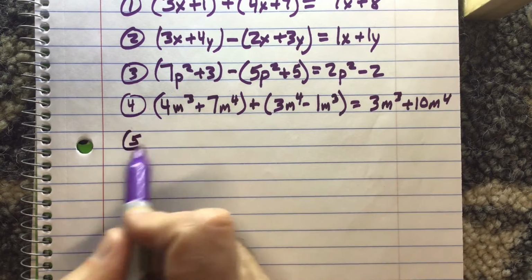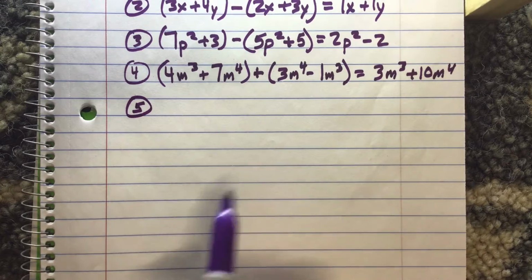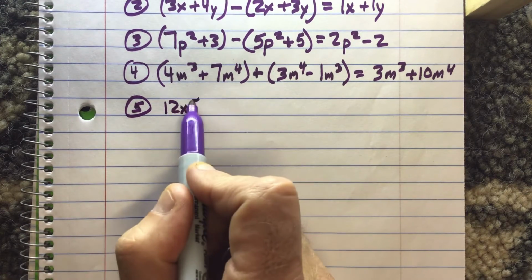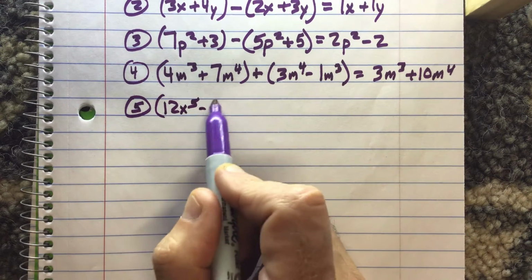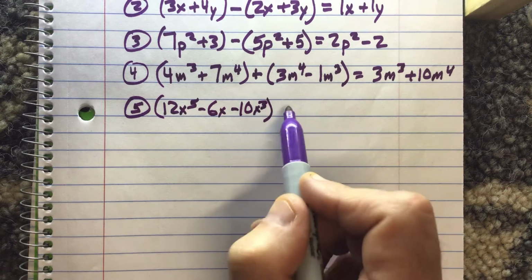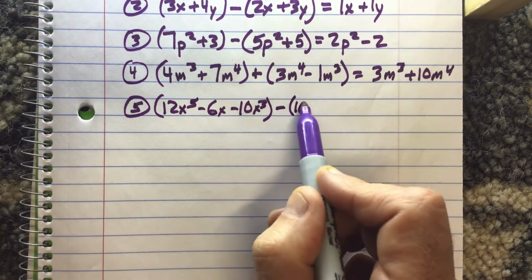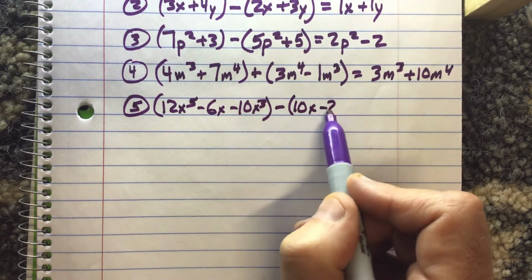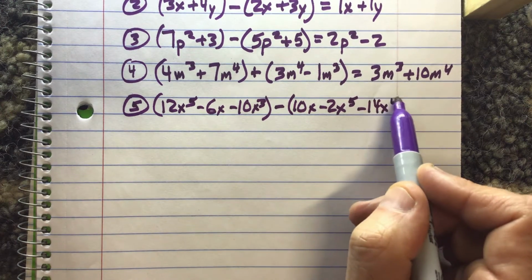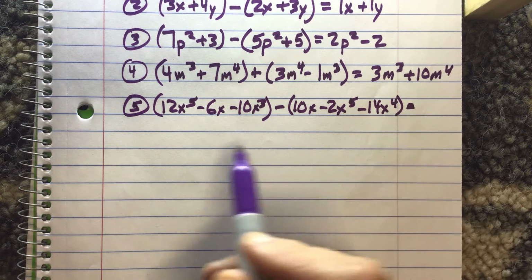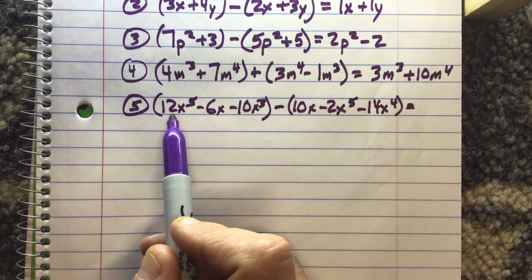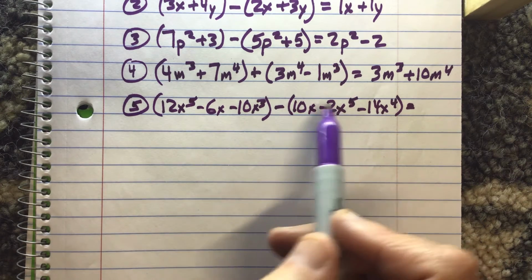And then on the last example, something like this: 12x to the fifth minus 6x minus 10x to the third minus 10x minus 2x to the fifth minus 14x to the fourth. And again here, there's not always a match. So we have 12x to the fifth, and there's a fifth power here.